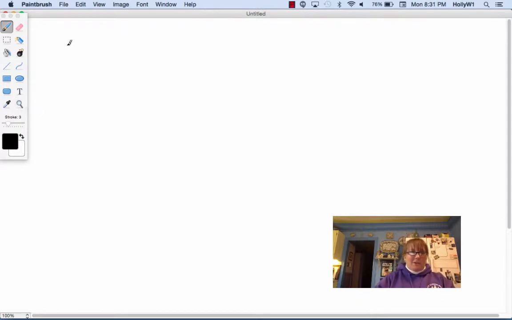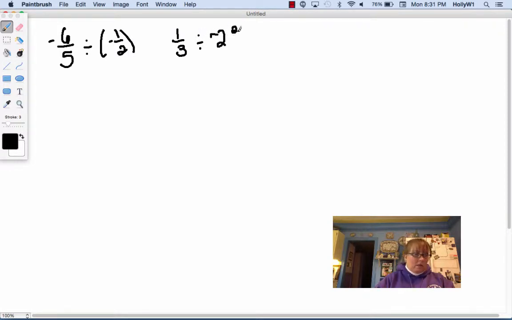So we're going to try some on your owns, and we're going to try -6 fifths divided by -1/2 and 1/3 divided by -2 and 2/3. That is a negative sign. Let's clean that up a little bit. So -2 and 2/3, and 1.8 times -5.1. So why don't you pause the video and try these on your own and see what you get.